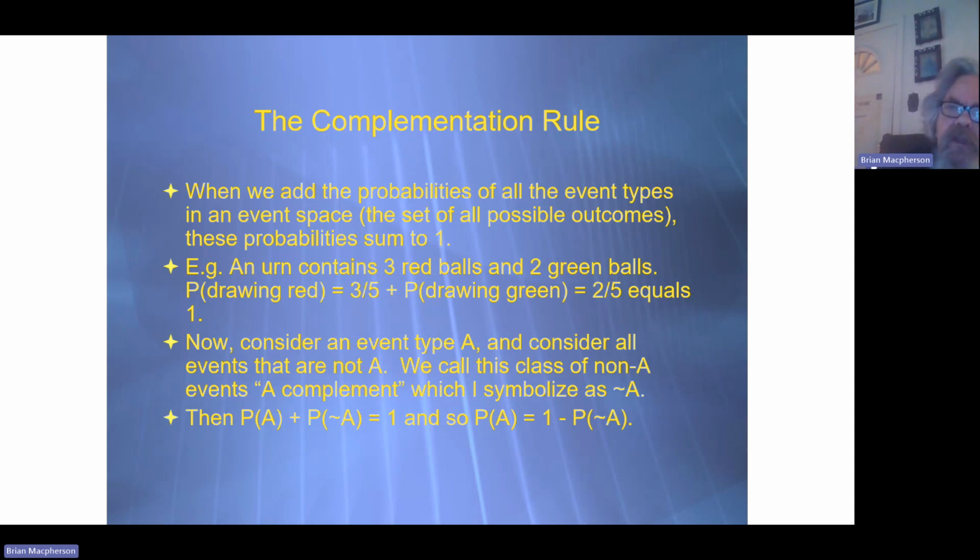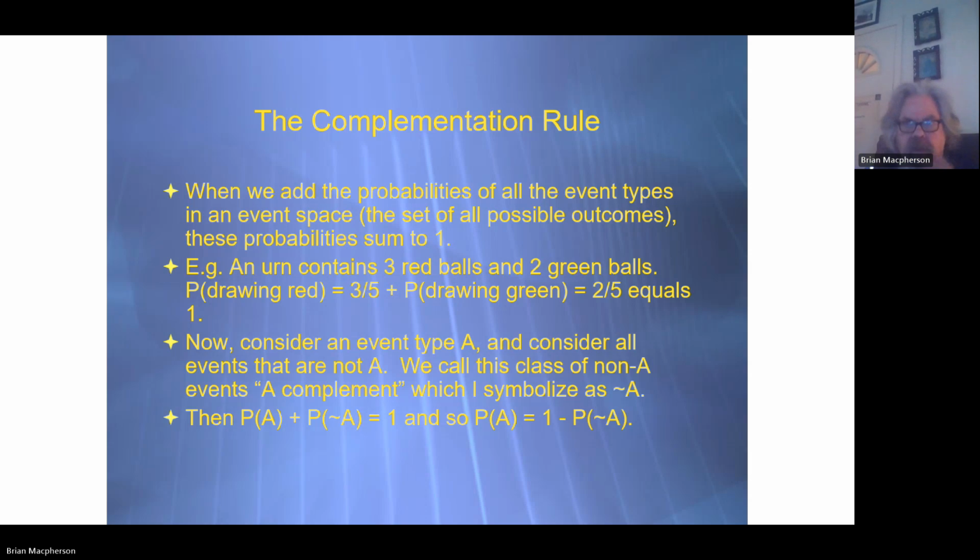So the probability of, let's say, getting a 1 rolling a dice, and the probability of not getting a 1 will equal 1. So for example, in the case of a dice, if I roll it once, my chance of getting a 1 will be 1 out of 6. And my chance of getting a non-1 will be 5 out of 6. So 1 out of 6 plus 5 out of 6 equals 1.